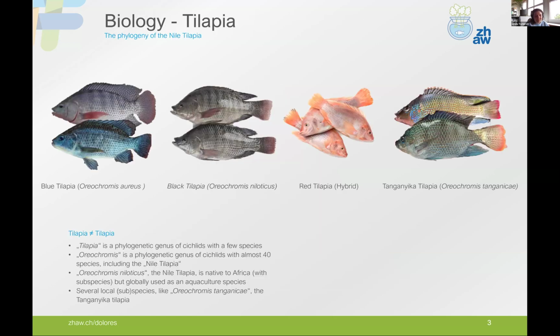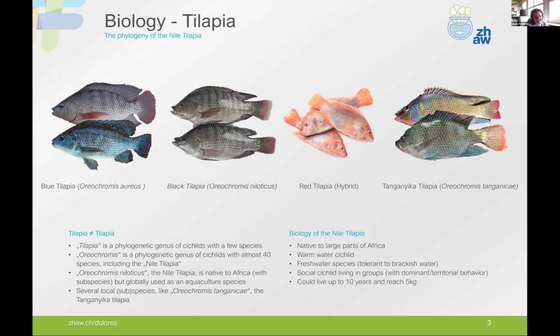So let's start with the tilapia. Just as a first thing, tilapia is not always tilapia. The Latin name tilapia is actually a genus with only a few remaining species. When we talk about tilapia, we often mean the Nile tilapia. That is native to a large part of Africa, but is meanwhile used globally as a very important aquaculture species. There are a lot of subspecies used, and there are actually different species that even in Africa can be used locally. And if possible, the use of local species is often very beneficial to aquaponics and aquaculture systems.